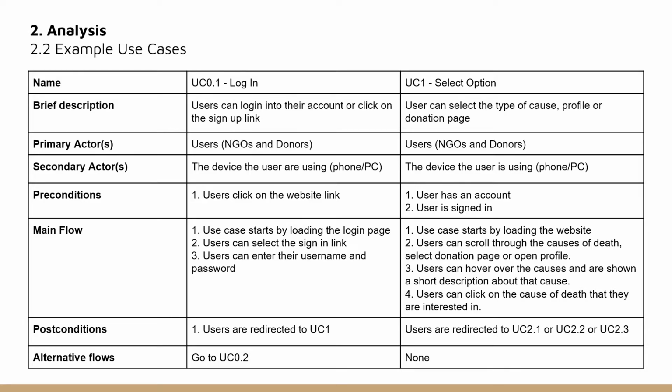The login use case enables users to log into their account or sign up if they do not have one. Its primary actors are NGOs and donors, and its precondition is that users must have navigated to our website. The main flow has 3 steps. Firstly, the use case starts by loading the login page. Secondly, users select the sign in button. Finally, they enter their username and password. The post-condition is that users are redirected to select option. The alternative flow is that users select the sign up page and are redirected.